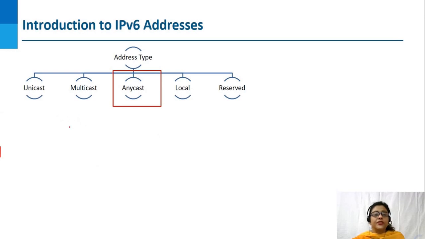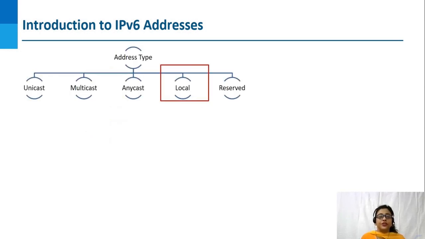Next, we have anycast addressing. In anycast addressing, there is a single source and there is a group of devices D1, D2 and D3, and the source can send the packet to any one of the devices in the group. So this is anycast addressing.